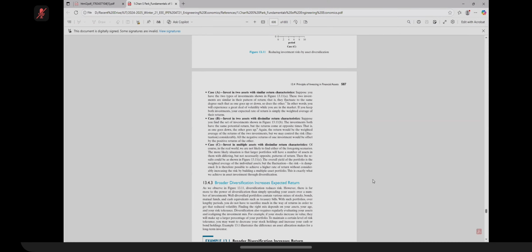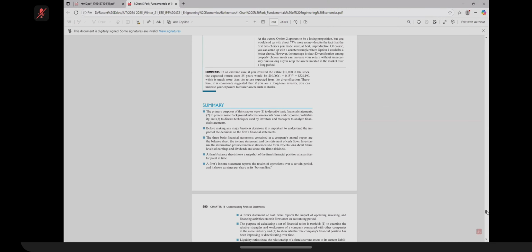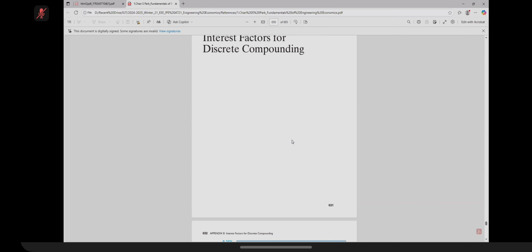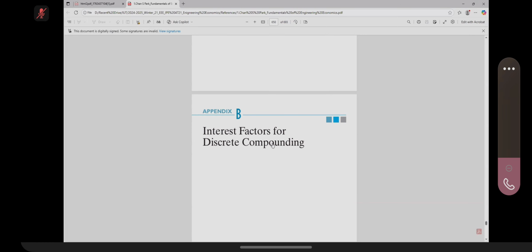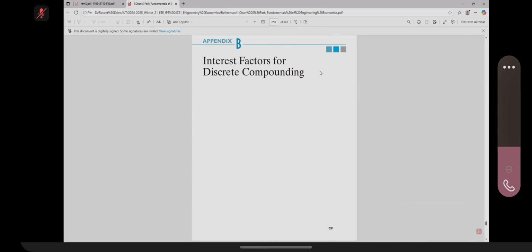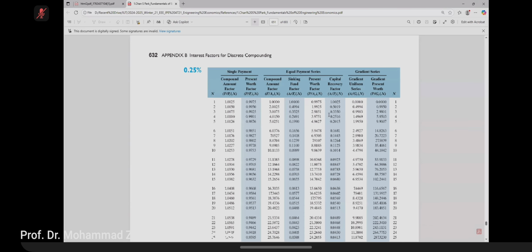Where is the appendix? I'm searching. Okay, this is the appendix. I'll give you the interest factor for discrete compounding. Okay, Appendix B. Let's make it big. Now it's clear.